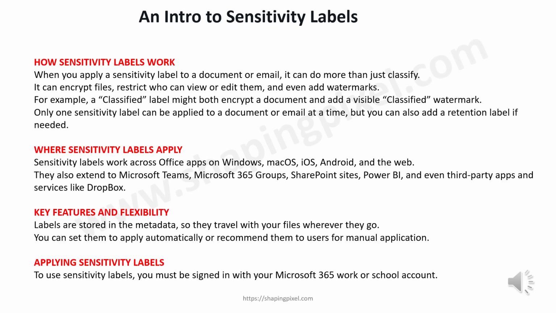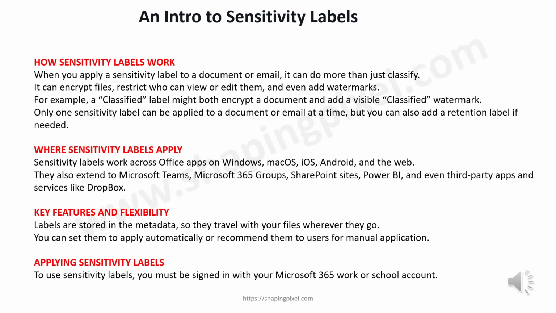When you apply a sensitivity label to a document or email, it can do more than just classify. It can encrypt files, restrict who can view or edit them, and even add watermarks. For example, a classified label might both encrypt a document and add a visible, classified watermark. Only one sensitivity label can be applied to a document or email at a time, but you can also add a retention label if needed.